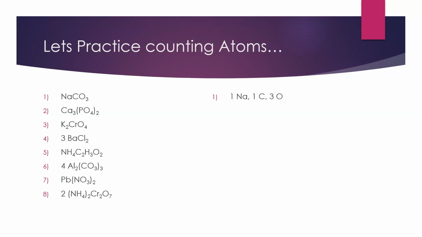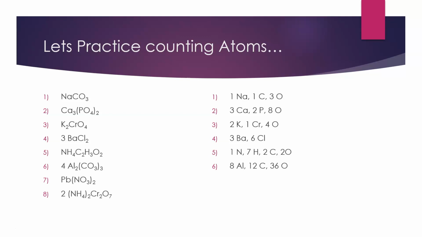Let's see how you did. For our first one, you should have gotten 1 sodium, 1 carbon, 3 oxygens. Pretty simple. 2 took it up a little bit, but you should have gotten 3 calciums, 2 phosphoruses, and 8 oxygens. 3 should have been 2 potassiums, 1 chromium, 4 oxygens. 4 threw a coefficient in the front at you, giving you 3 bariums and 6 chlorines. 5 had you making sure you could count across a whole atom with 1 nitrogen, 7 hydrogens coming from the 4 hydrogens here, the 3 hydrogens there, 2 carbons and 2 oxygens.